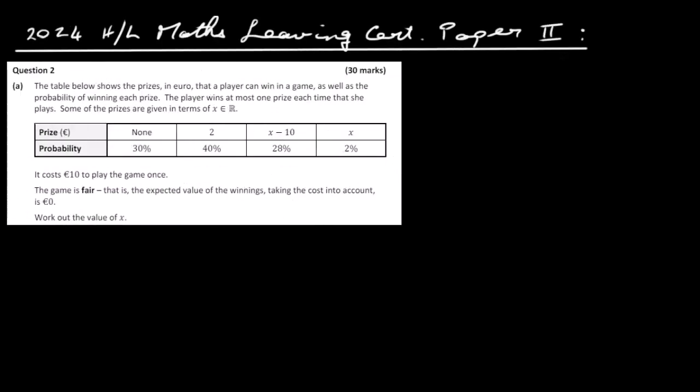This is the 2024 Higher Level Maths Leaving Cert Paper 2, question 2. The table below shows the prizes in euro that a player can win in a game, as well as the probability of winning each prize. The player wins at most one prize each time that she plays. Some of the prizes are given in terms of x, which is real. So the prize can be nothing, 30%, 2 euros, 40%, x minus 10 euros, 28%, and x euros, 2%.